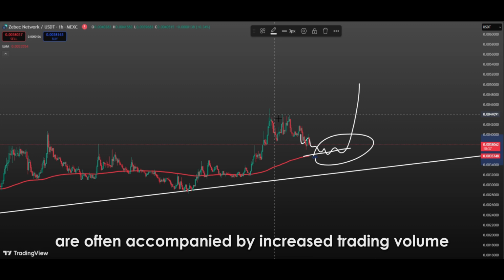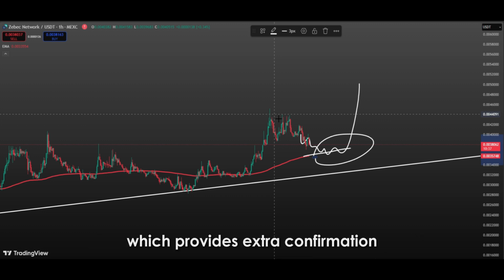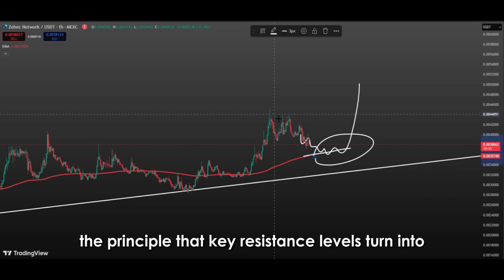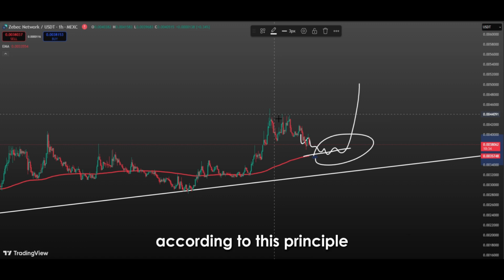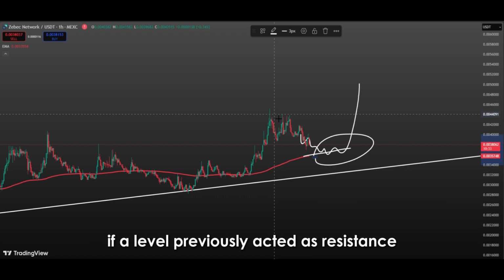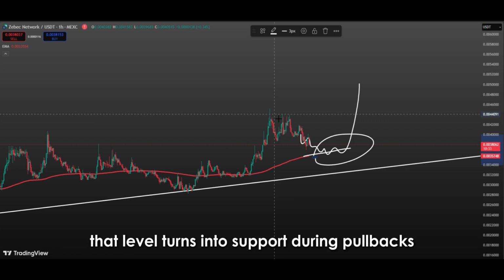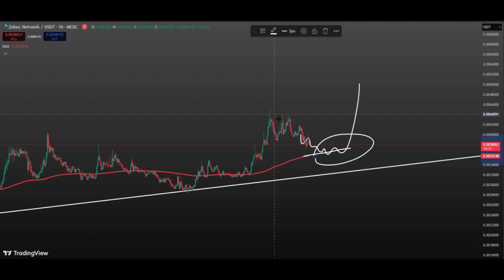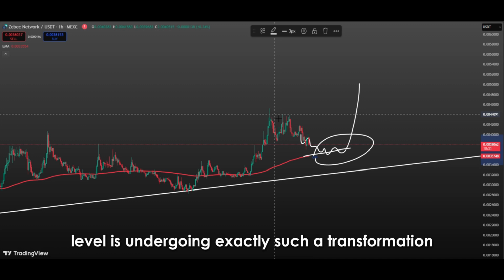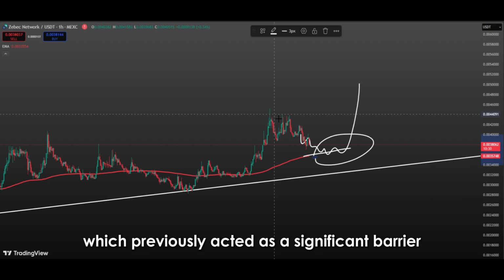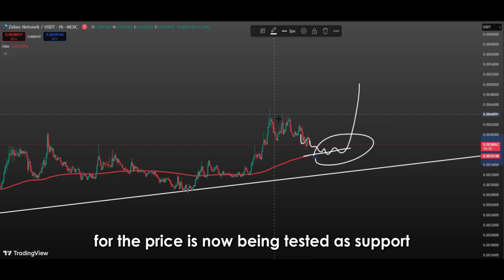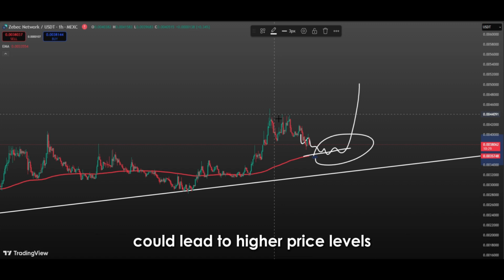These types of moves are often accompanied by increased trading volume, which provides extra confirmation regarding the direction of the price. Also, in technical analysis, the principle that key resistance levels turn into support once broken is a widely accepted and reliable approach. According to this principle, if a level previously acted as resistance and the price managed to break above it, that level turns into support during pullbacks. Currently, the 200 EMA level is undergoing exactly such a transformation. This level, which previously acted as a significant barrier for the price, is now being tested as support, and a bounce from here could lead to higher price levels.